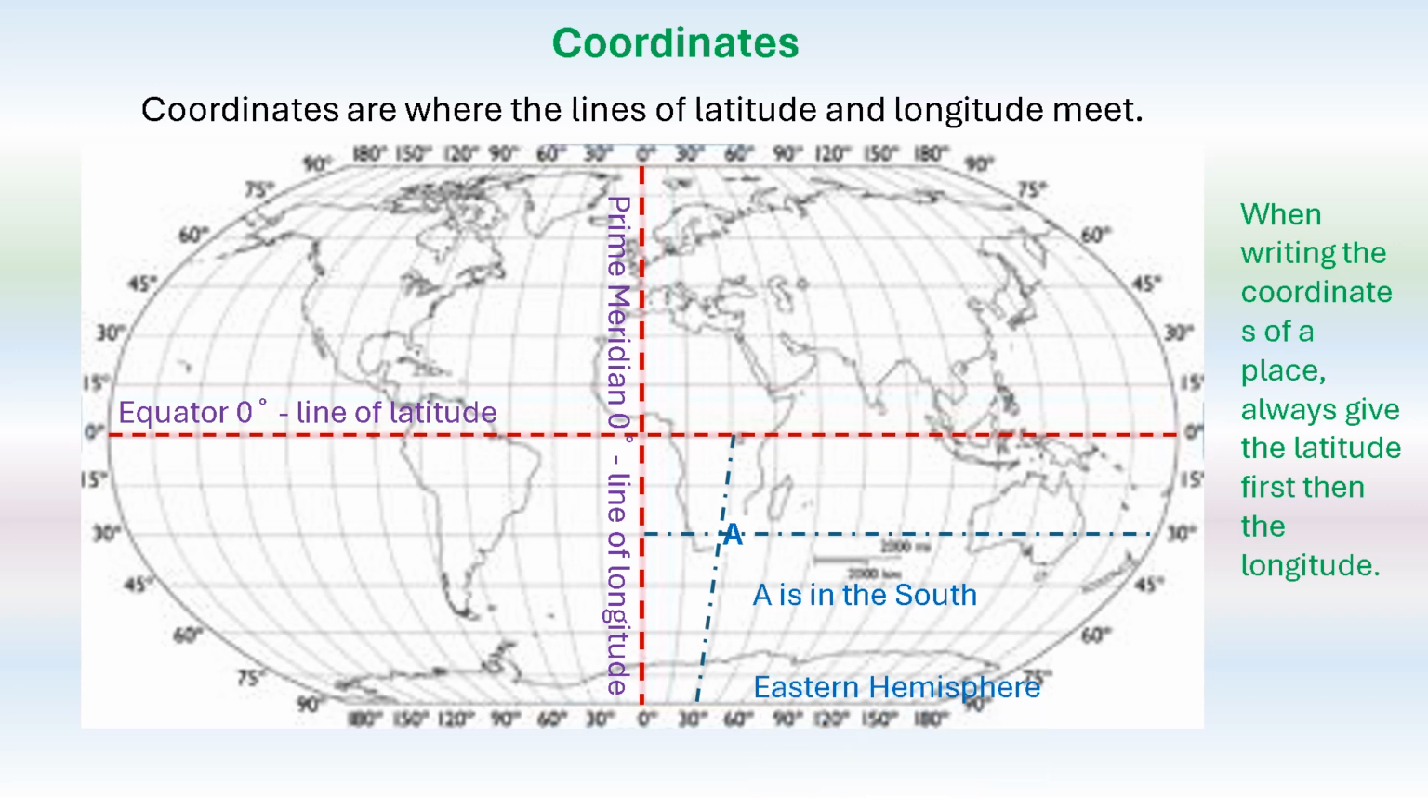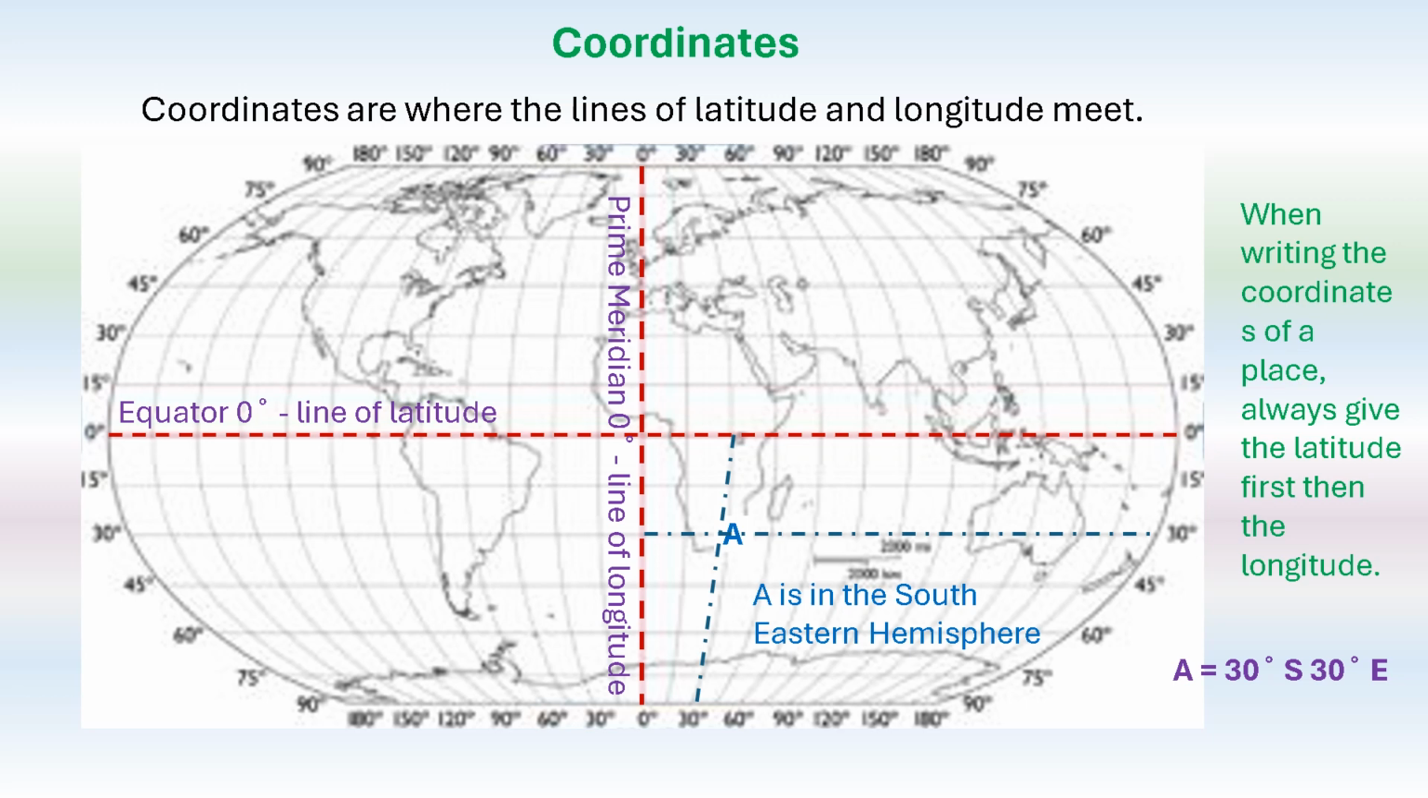Right, so A is in the southeastern hemisphere, and we write the coordinates as A, 30 degrees south, and 30 degrees east. So we started with the line of latitude, we wrote which hemisphere it is in, then we wrote the line of longitude and which hemisphere A appears in. All right, so that is how we do coordinates.